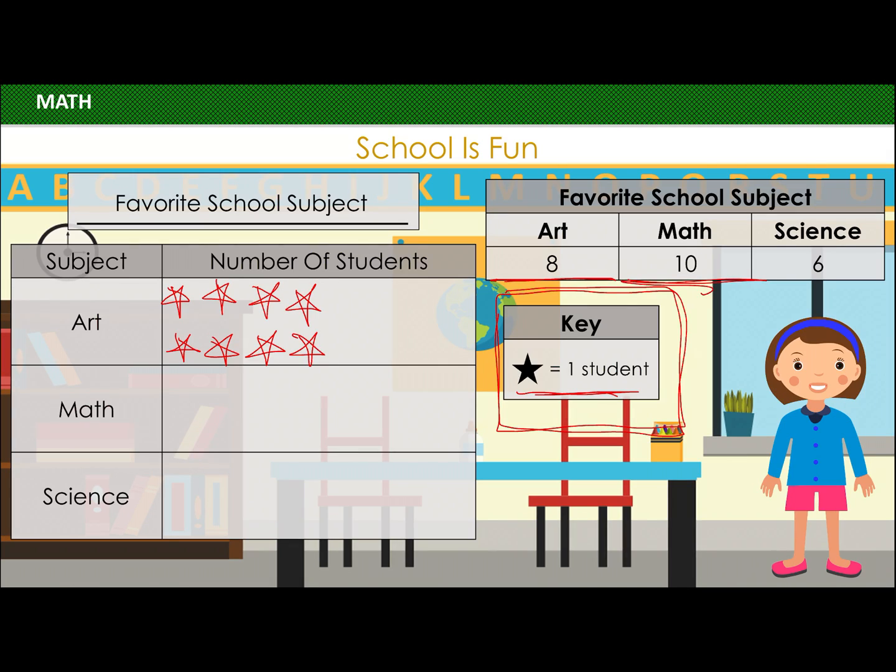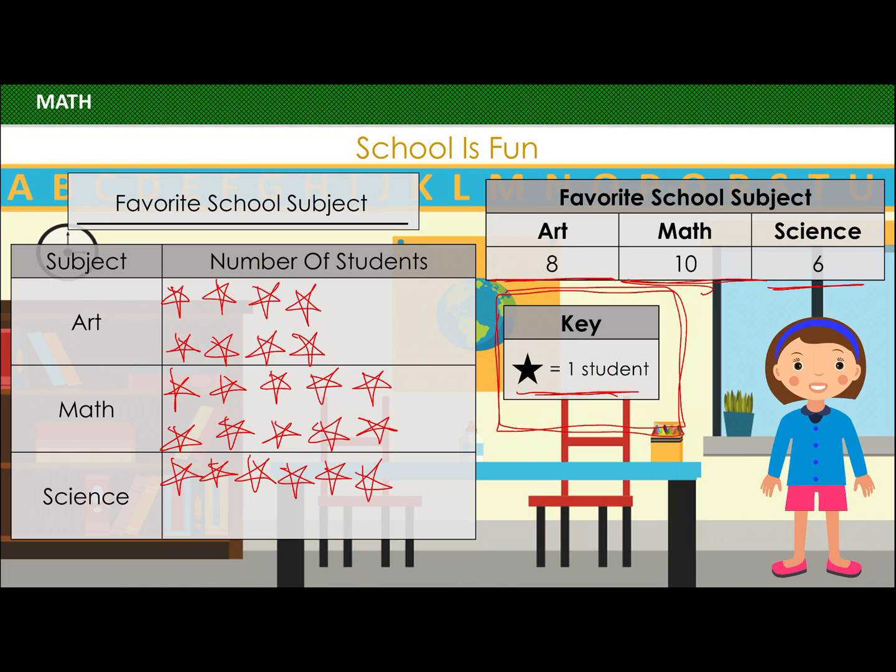Math, 10 students said that that was their favorite subject, so I know I need to draw 10 stars for math. 6, 7, 8, 9, and 10. My last one was science. 6 students said that science was their favorite subject, so I know I need to draw 6 stars.